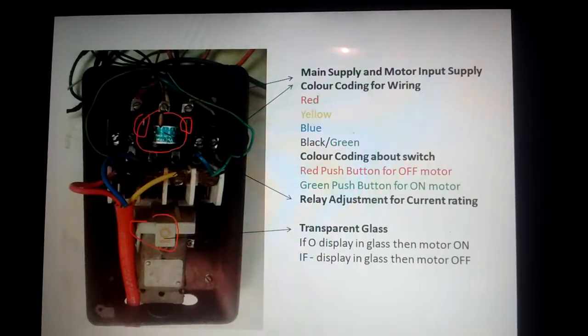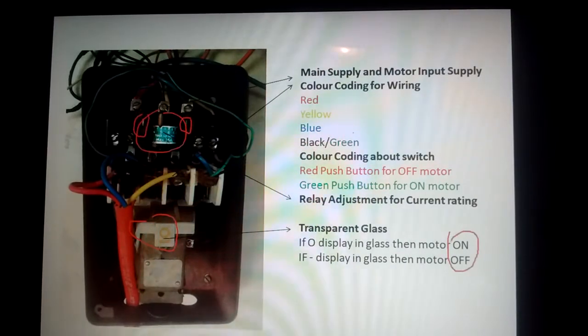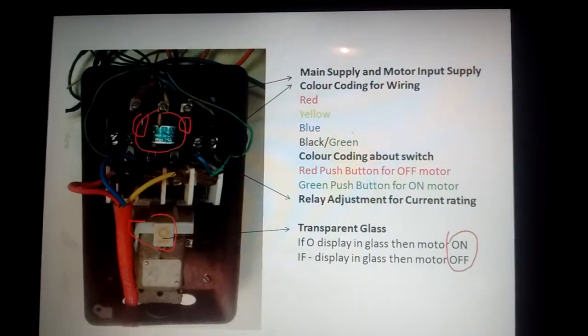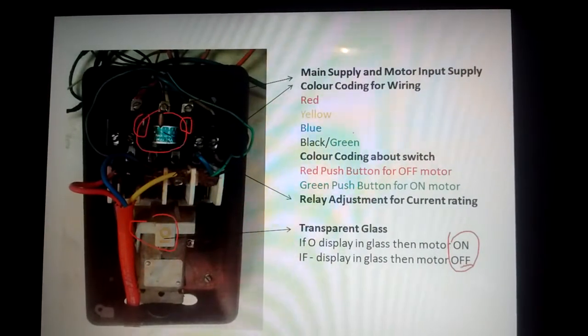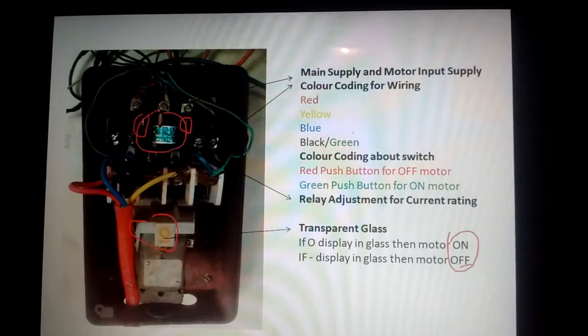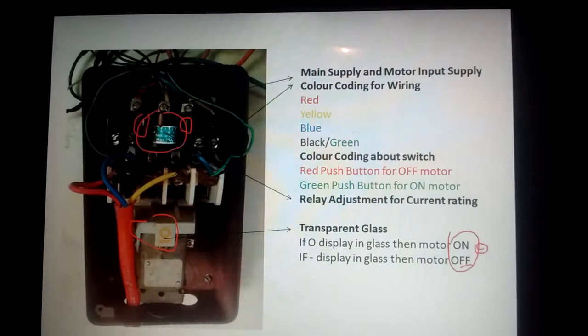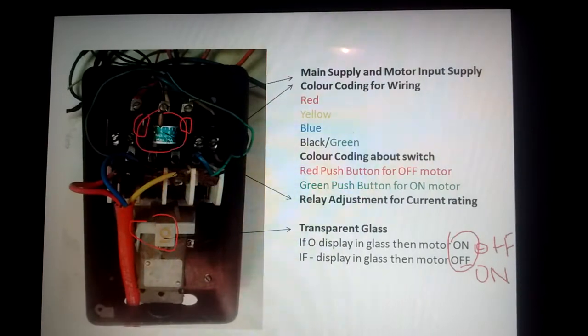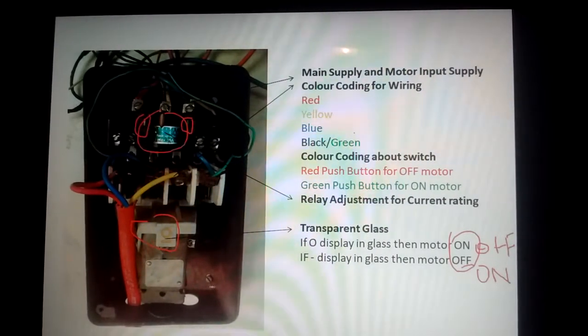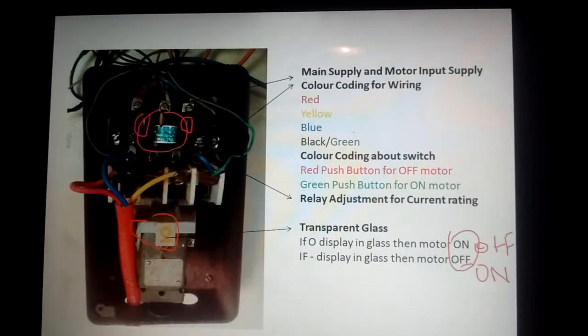Sorry, here a correction is needed. If the O display is present in the glass, then you can say the motor is off, and if the minus sign display is present in the glass, the motor is on. So please make the corrections about these two. Instead of on, here it should be off, and when the minus sign is present in the glass indicator, then the motor should be on. So this safety is also present here.